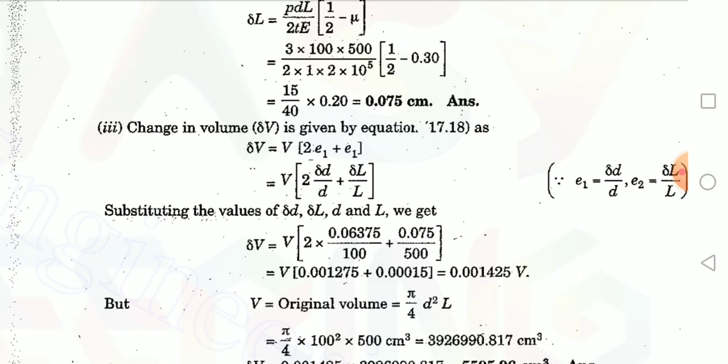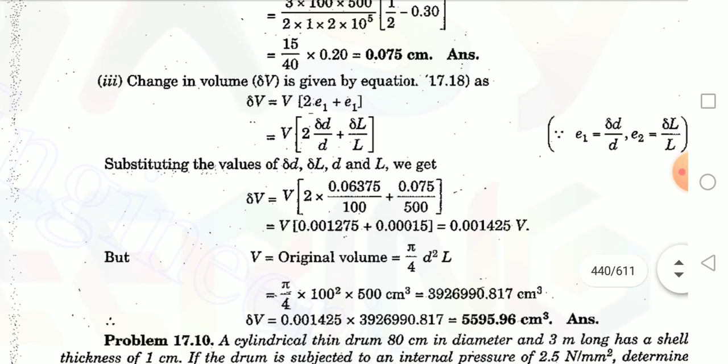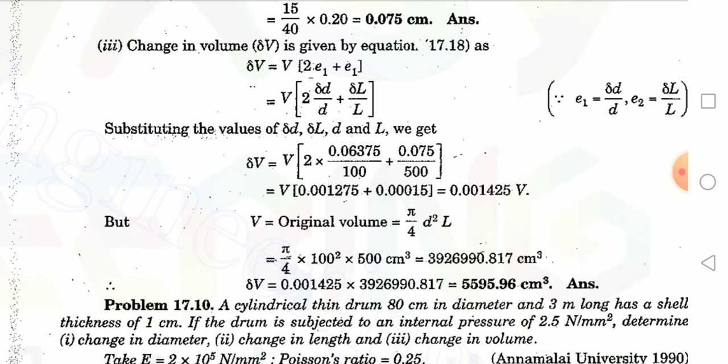So change in diameter by original diameter plus change in length by original length. Then change in volume is equal to original volume times that. First we want to calculate the original volume. The formula for original volume is pi d squared by 4, area into length, that is original volume. Then you can substitute the values already given. Then change in volume equals volume into 2 into change in diameter by original diameter plus change in length by original length. Then we can get the change in volume value as 5595.96 centimeter cube.